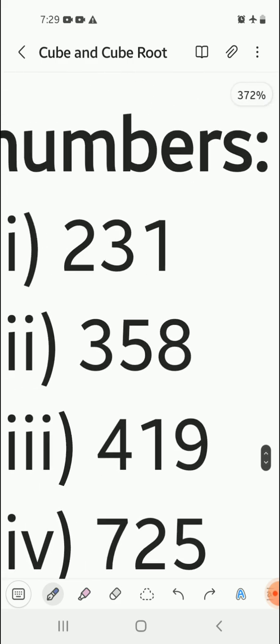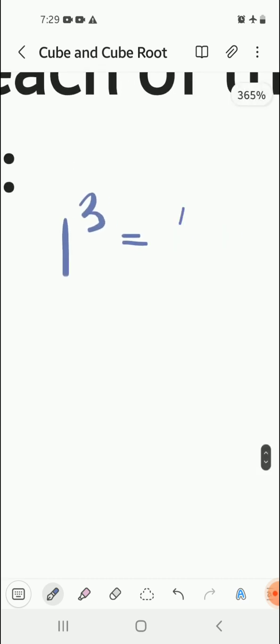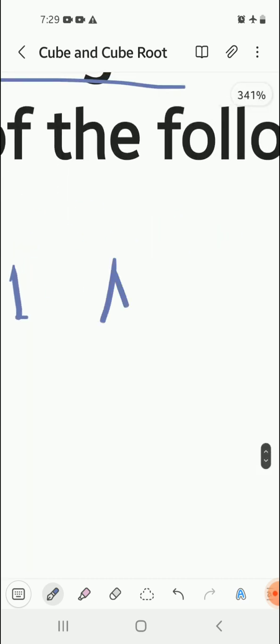Identify the number in its units place, that is 1, and only find the cube of the number at its units place, that is 1. So 1 cube is 1. Therefore, the number that is in its units place will be 1.